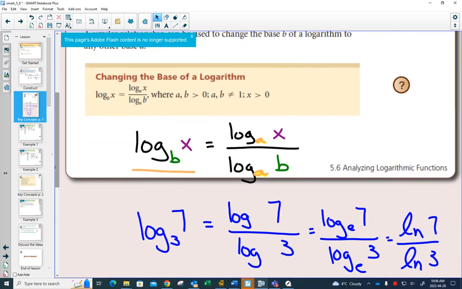So for example, if you had log base 3 of 7, you could change it to log 7 over log 3. Or log base e of 7 over log base e of 3, which is natural log of 7 over natural log of 3. And this allows you to use, instead of using the log base, the log button and the natural log button that are on every scientific calculator. So now you can evaluate any logarithm quickly.